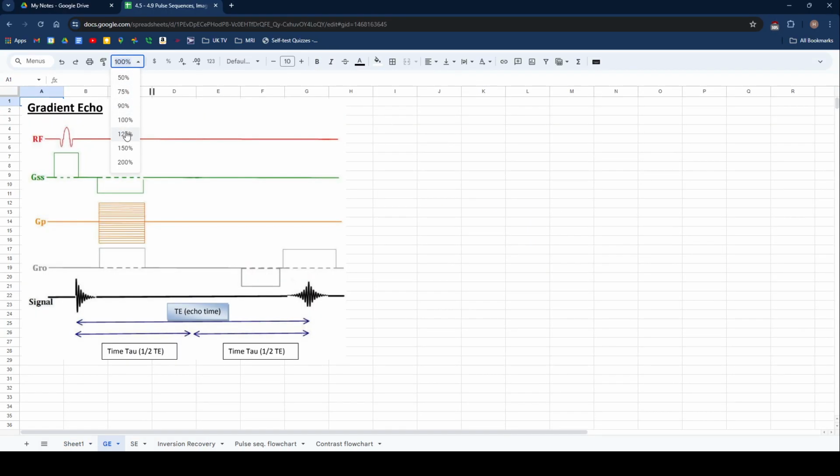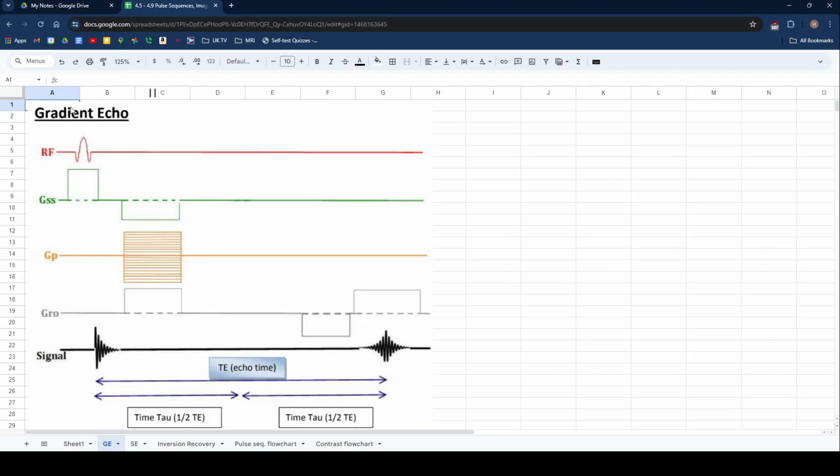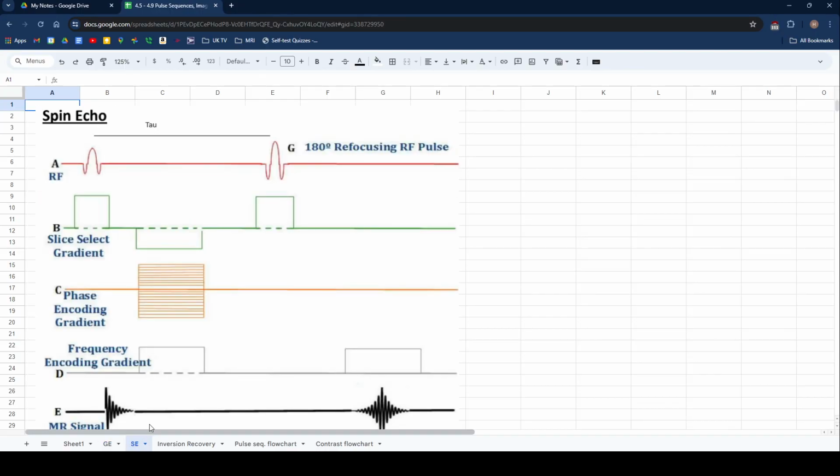So here are some pulse diagrams. So a gradient echo, there's no 180. So you can see your TE is here, and half is time tau is half of your TE, so either side. Your RF. Spin echo again has that 180 refocusing pulse.